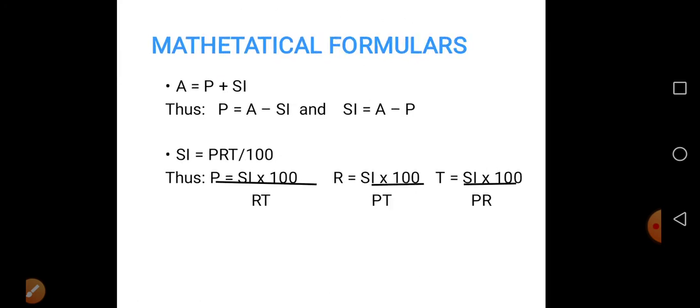Now let's look at some mathematical formulas here. You have amount is equal to principal plus simple interest. So that means thus we can say principal is equal to amount minus simple interest, and you can also say simple interest is equal to amount minus principal.